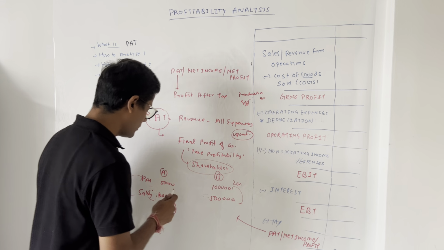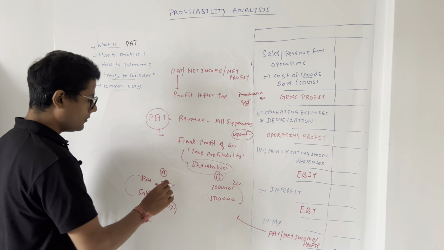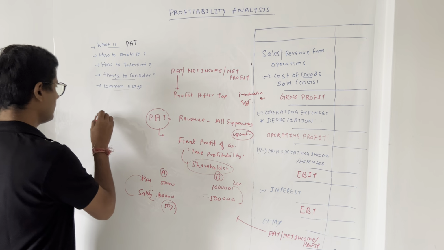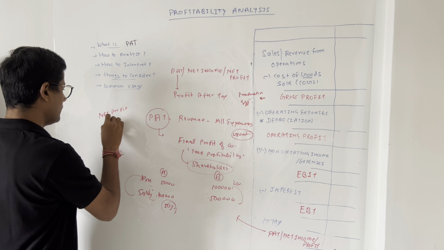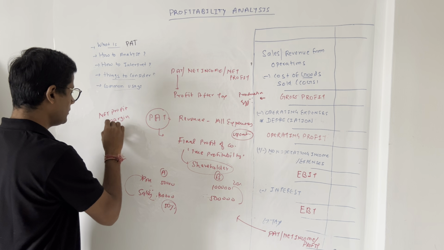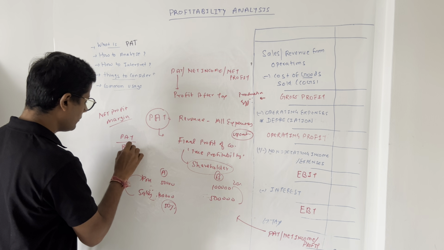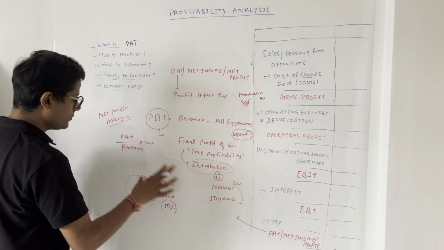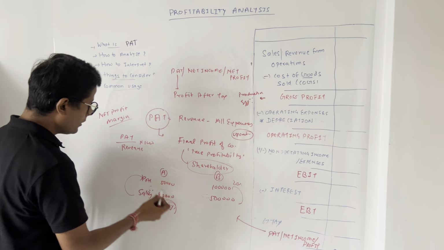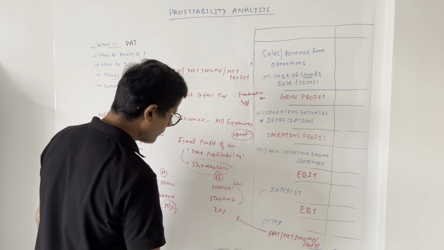You need to talk in percentage terms, relative terms, and for net profit purposes, we need to calculate net profit margin. Net profit margin is basically nothing but PAT divided by revenue from operations, multiplied by 100. So once you have this, here it's 50%, here it's 20%, then you can at least draw some conclusion.